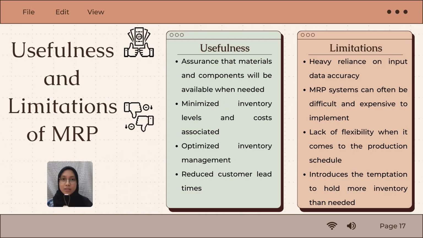Next, we listed the usefulness and limitations of implementing MRP. For usefulness, the first one is assurance that materials and components will be available when needed. Also, minimize inventory levels and costs associated, optimize inventory management, and reduce customer lead times. While for limitations: heavy reliance on input data accuracy, MRP systems can often be difficult and expensive to implement, lack of flexibility when it comes to the production schedule, and also introduce the temptation to hold more inventory than needed.